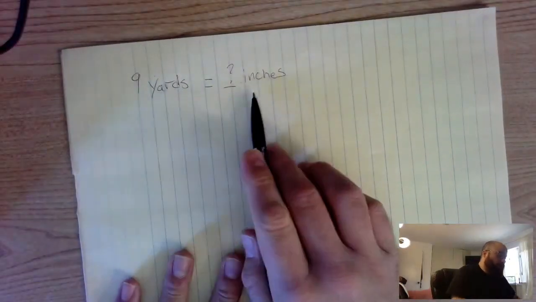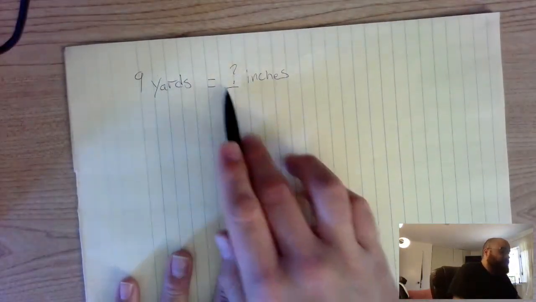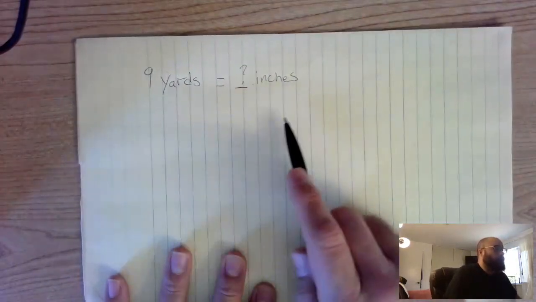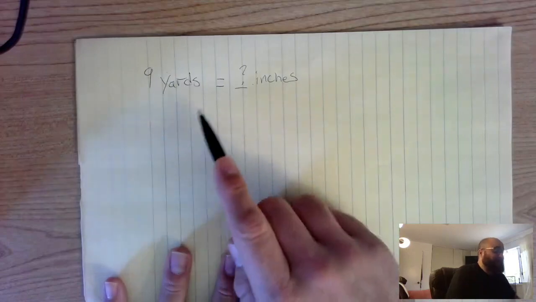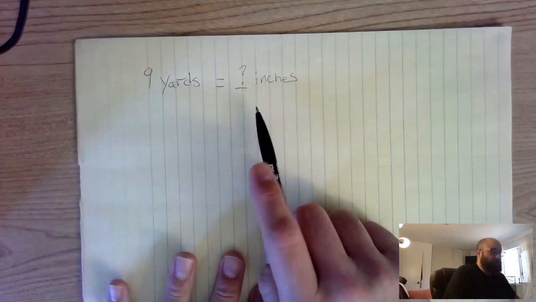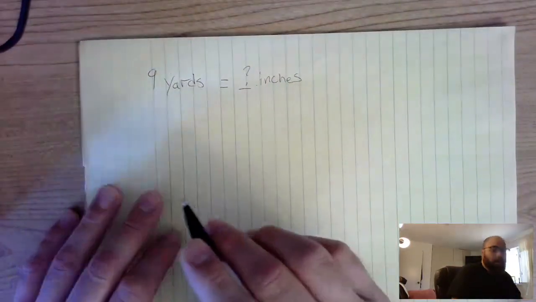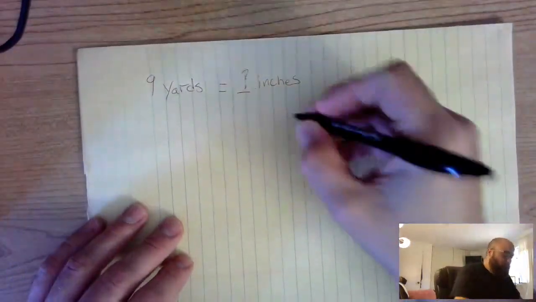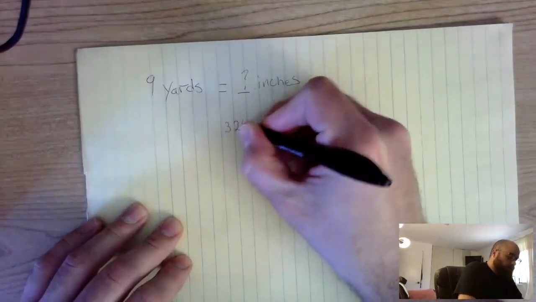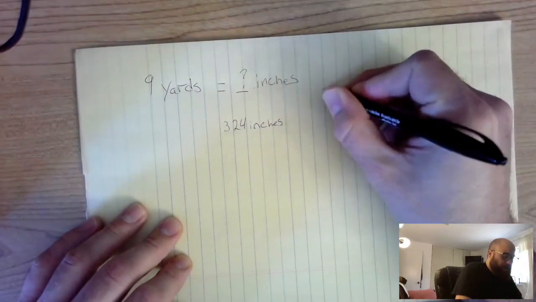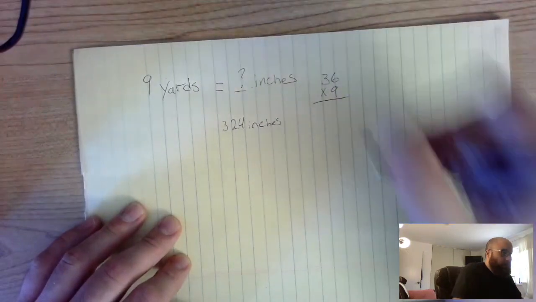So when we find this, the one thing I want to stress is that these numbers are going to represent equal quantities. So 9 yards will equal a certain number of inches that is the exact same distance, even though the number and the units are different. Okay, so yes, I could just multiply this number by 36. And if you do that, you end up with 324 inches, right? And all I did was say 9 times 36, and you get your answer.